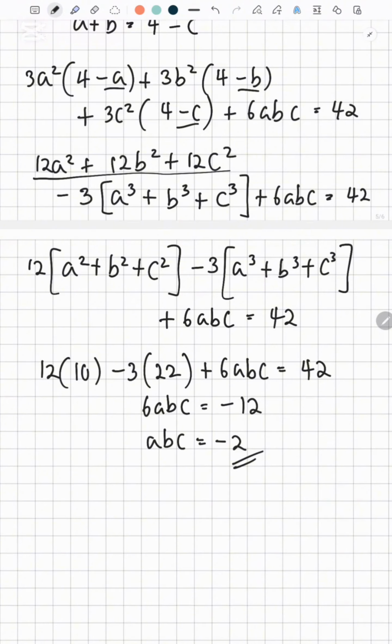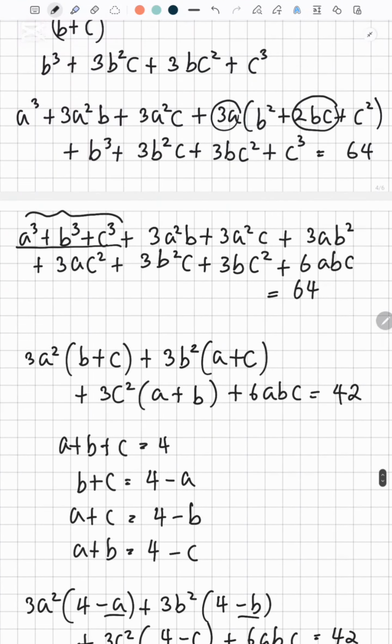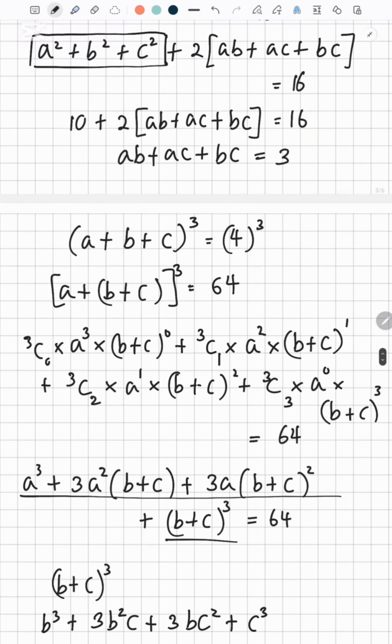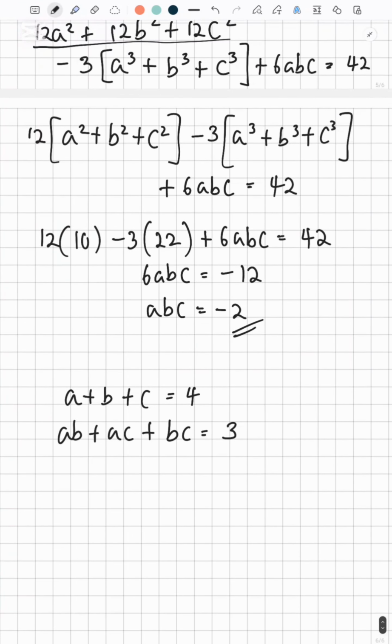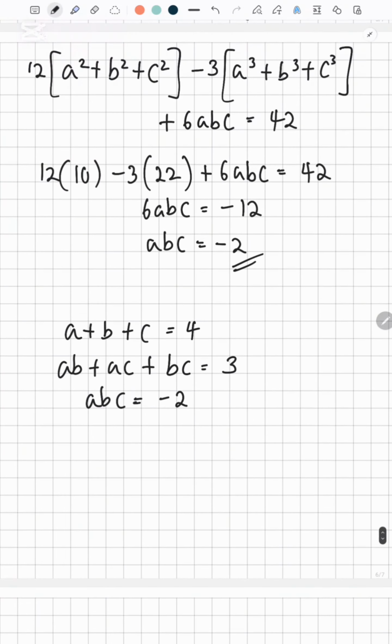Okay. So now here comes the other method I was talking about. So we have a plus b plus c equals 4, right? And we had ab plus ac plus bc equals 3, right? Yeah, ab plus ac plus bc, that's 3. And now we have abc equals minus 2. Okay, so what I'm going to show you is, if I take a polynomial, a cubic polynomial.